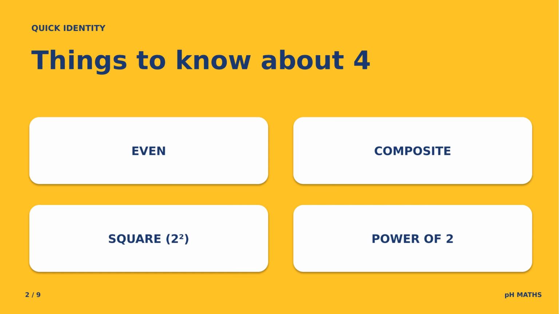The second one if you start at 2 to the 1. So 4 is composite, square, and a power of 2, all at once. It's a busy little number.